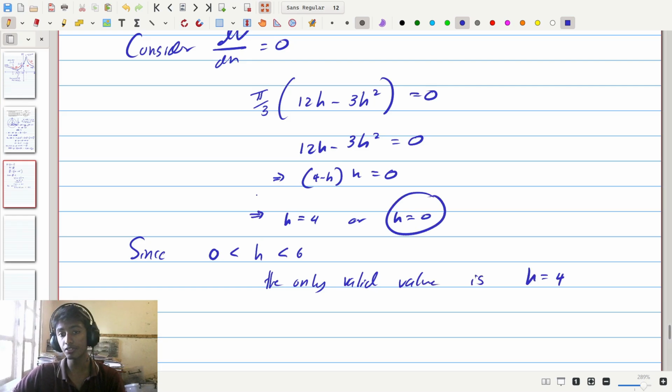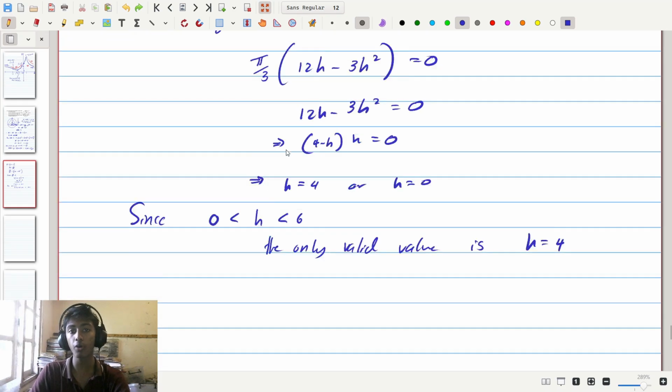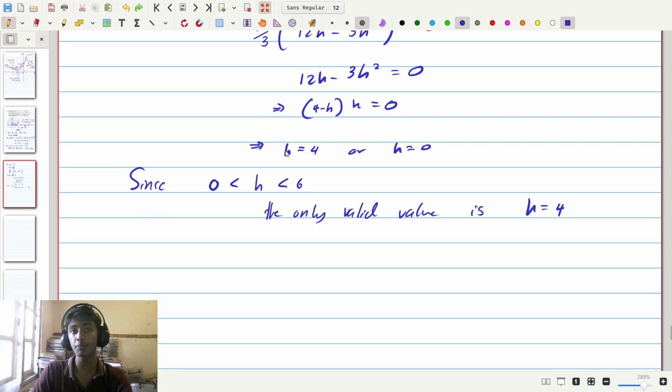Since h equals 0 is not valid for this range, or alternatively you could say at h equals 0 the volume that's corresponding to the cone is going to be equal to 0, at which point we can say it's definitely not going to be our maximum point that we're looking for. So we could either use that argument or this argument to disqualify h equals 0. So h equals 4 is the only real solution.